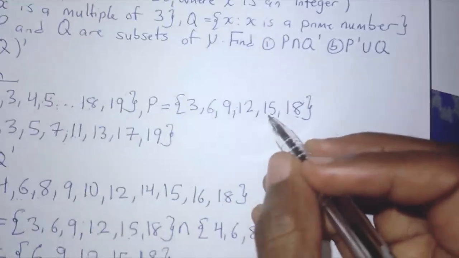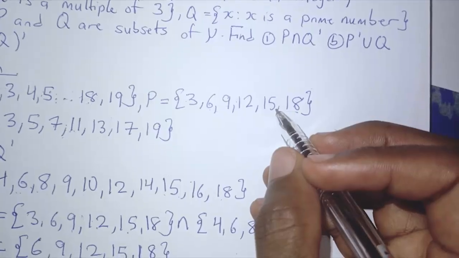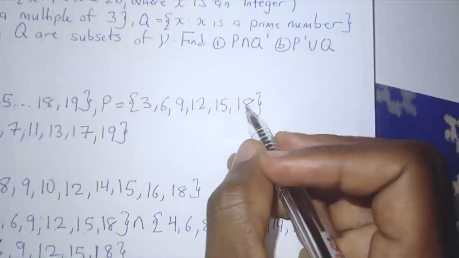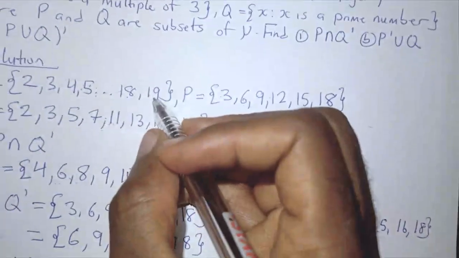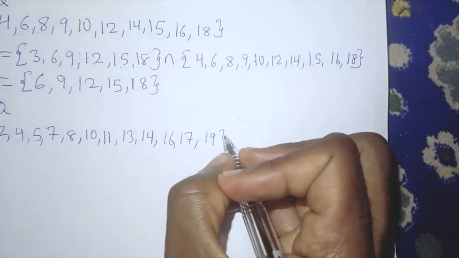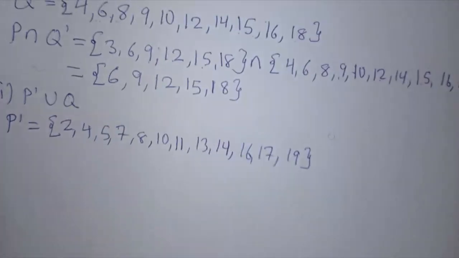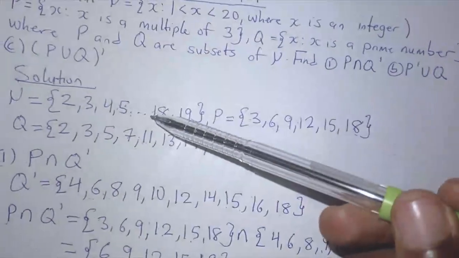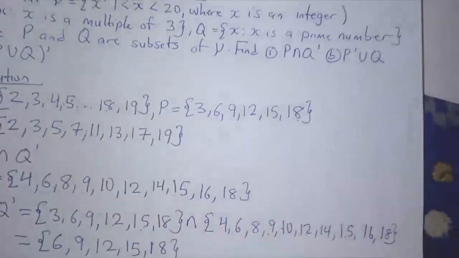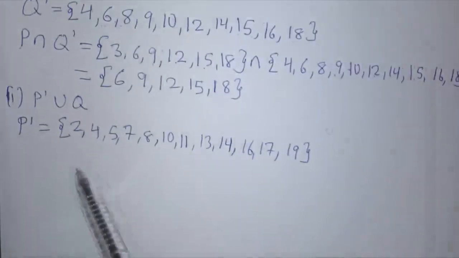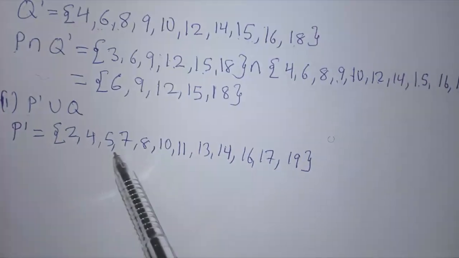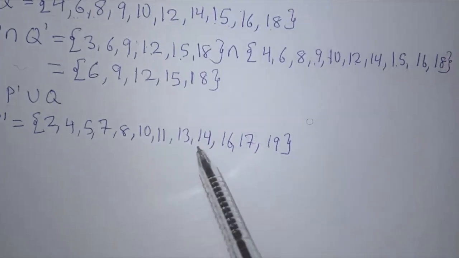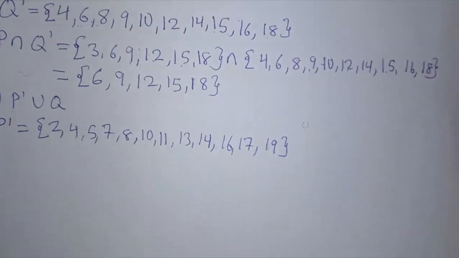15 is here, so you don't include it. 16 is not here, 17 is not here, so you include 16, 17. 18 is here, you don't include 18. So then the last one is 19. So these are the elements in P prime. Again, P prime means the elements in the universal set that are not in P. So we have these elements 2, 4, 5, 7, 8, 10, 11, 13, 14, 16, 17, 19. These are the elements in P prime.